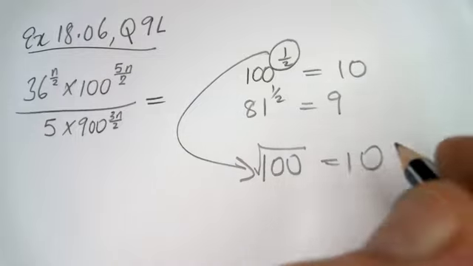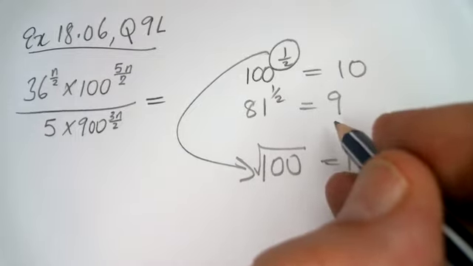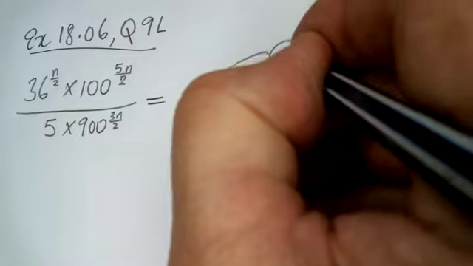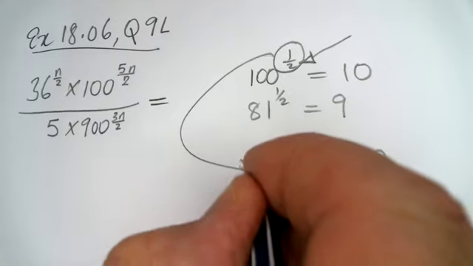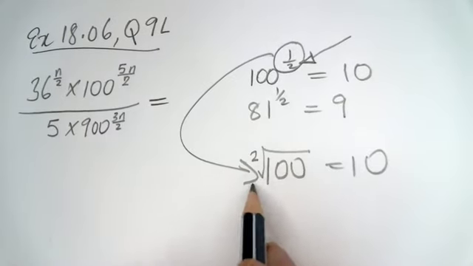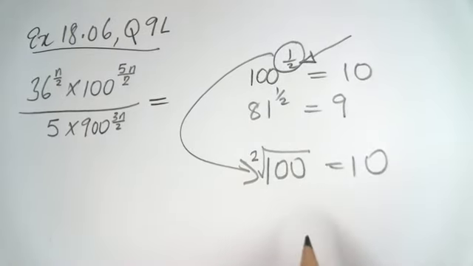So anything with to the power of a half, or where the exponent is a half, or a 2 there, sorry, then that's the root or the square root. And of course we can write the square root of 100 also like that. That means the second root of 100, or the square root of 100.